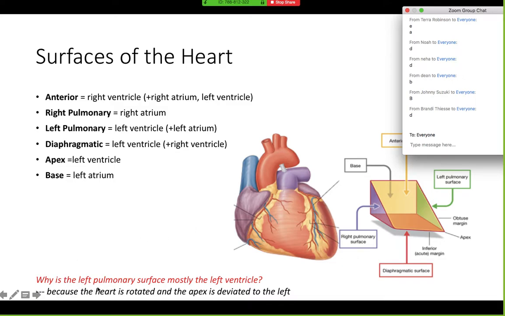Why is the left pulmonary surface mostly the left ventricle? It might be easy to think, because the right pulmonary surface is the right atrium, that the left pulmonary surface would be the left atrium. This isn't the case because of the way that the heart is rotated and the apex is positioned at an angle to the left. So the left atrium is actually going to be in the back of the heart.